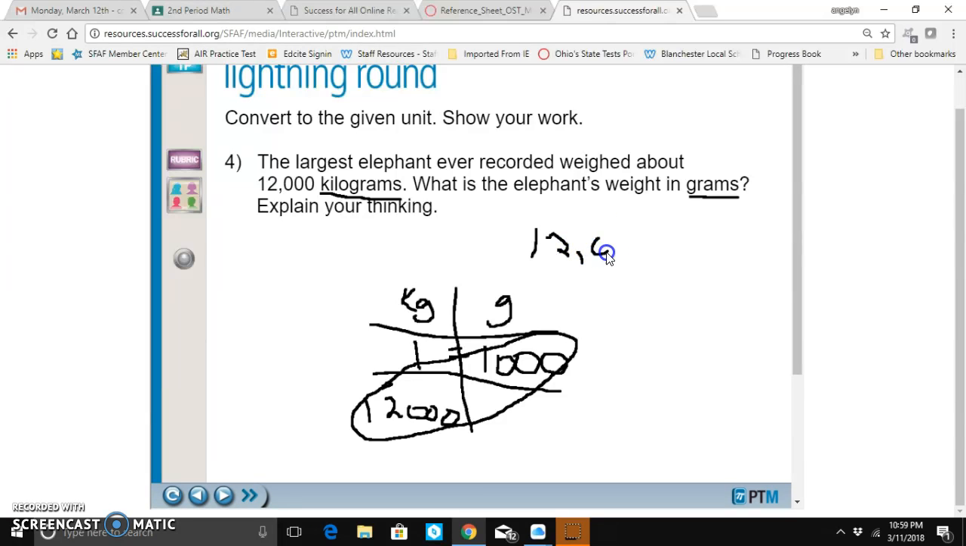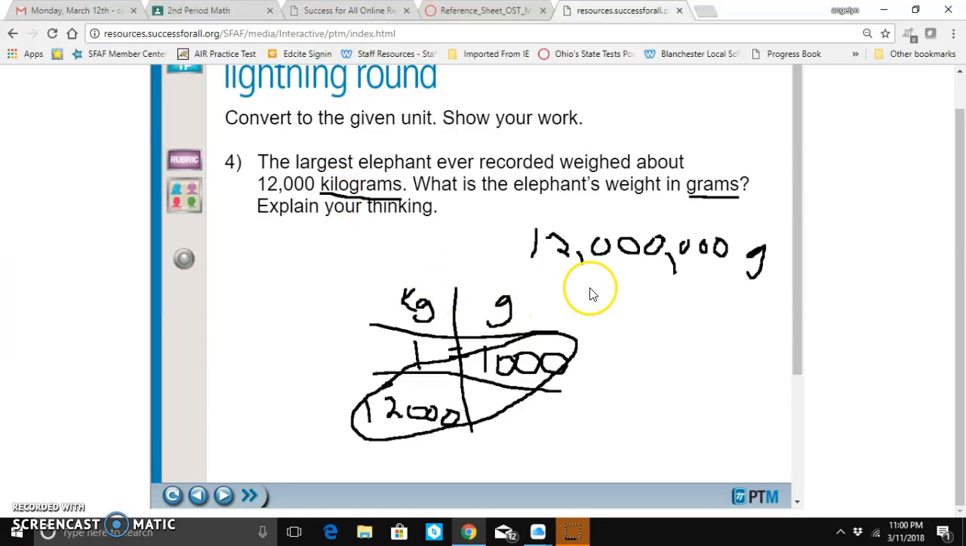Now, how did I do that so quickly? Because in math, when you multiply numbers with zeros, you basically just count how many zeros there are. That's how you know very quickly. So 12 times 1 is 12. And then I have 1, 2, 3, 4, 5, 6 zeros. So that's how I know it's 12 million grams. That's a lot. If you think about it, elephants weigh a whole lot.